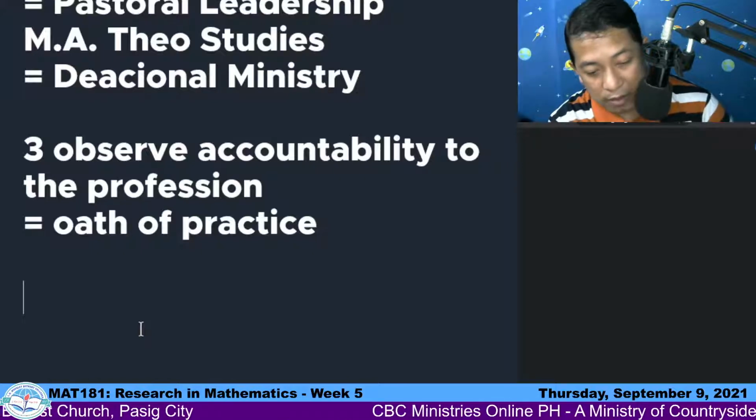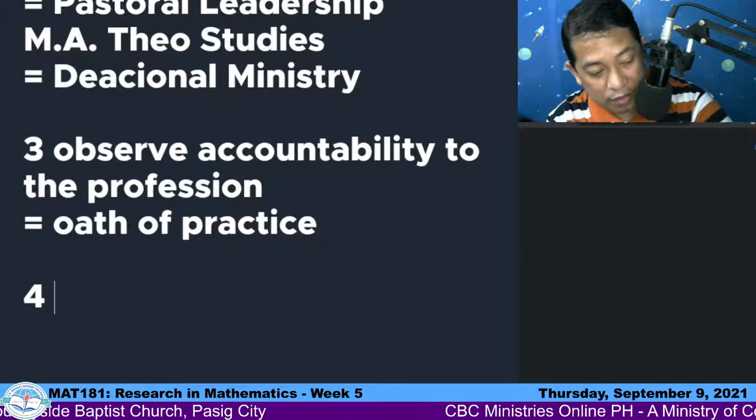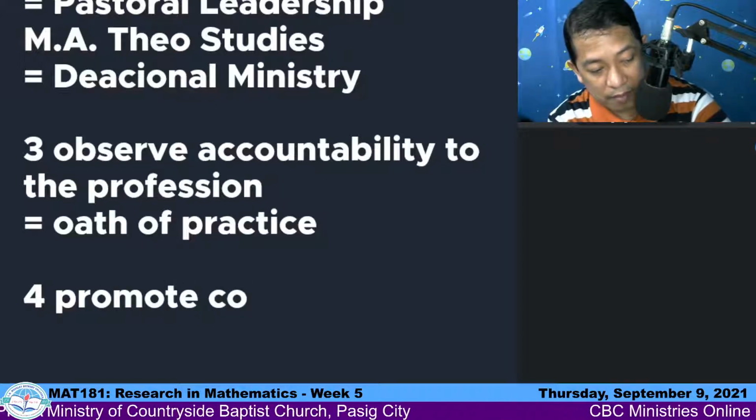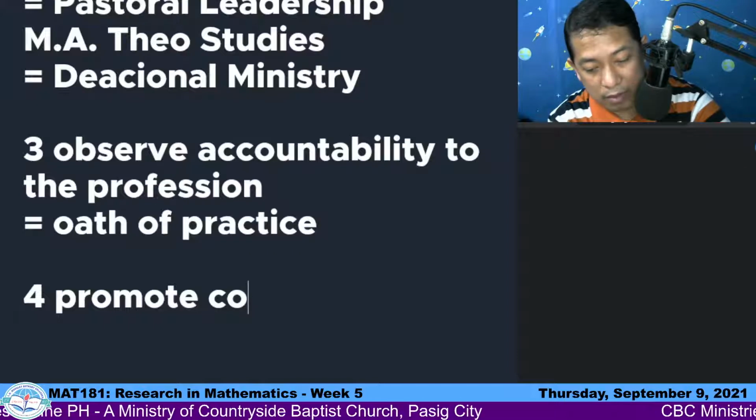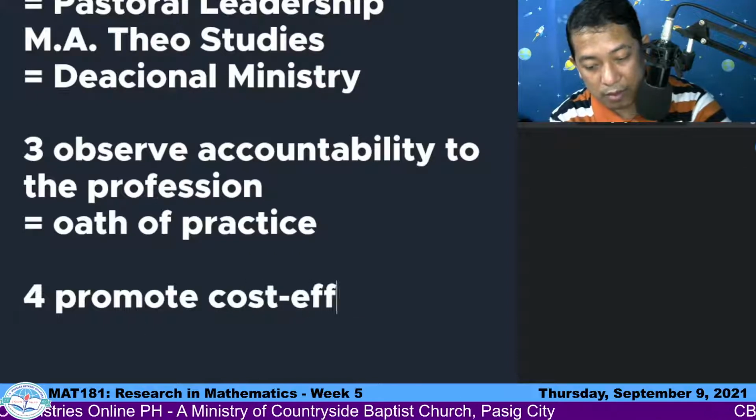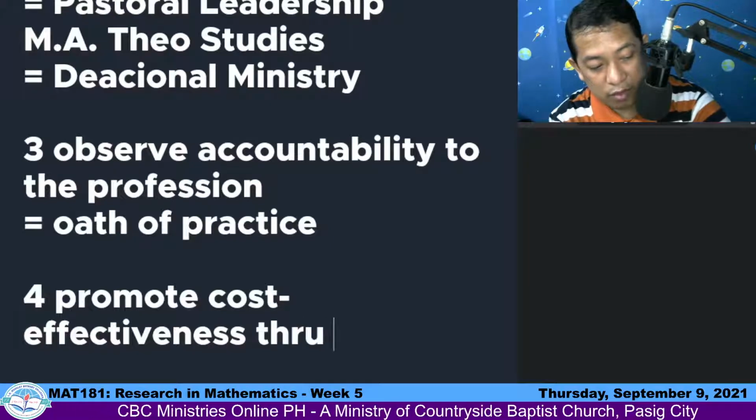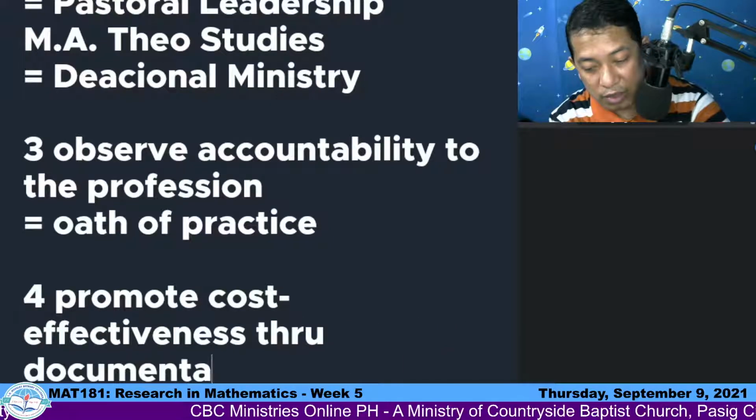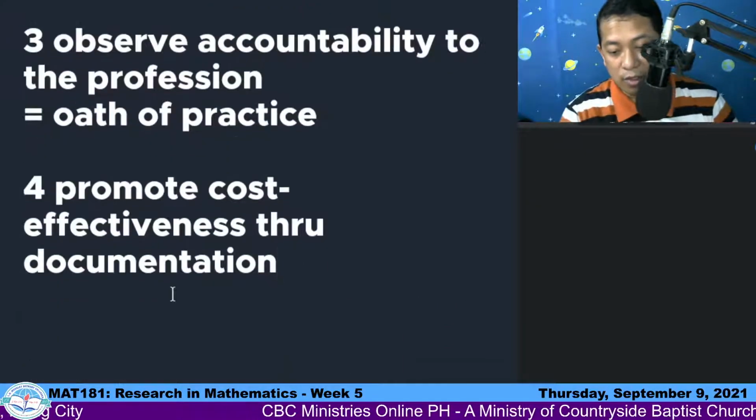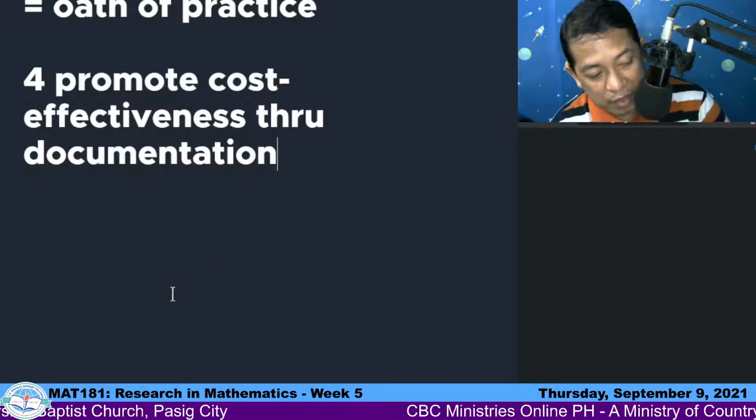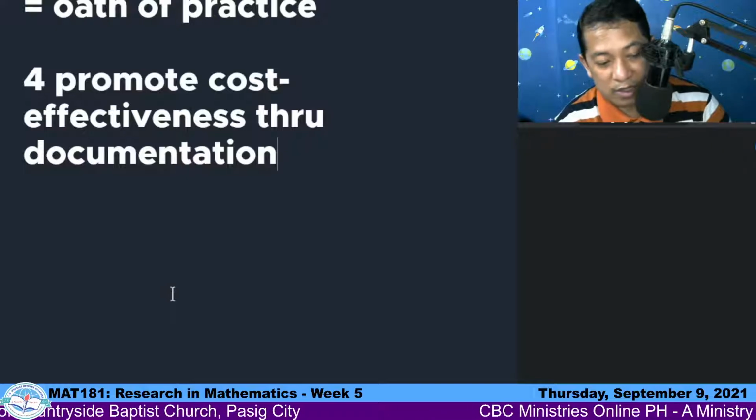Okay. Another one is to promote cost-effectiveness through documentation. So, yung mahalaga rin yung documentation, no? So, cost effectiveness through documentation. Findings or research must be shared to individuals, no?